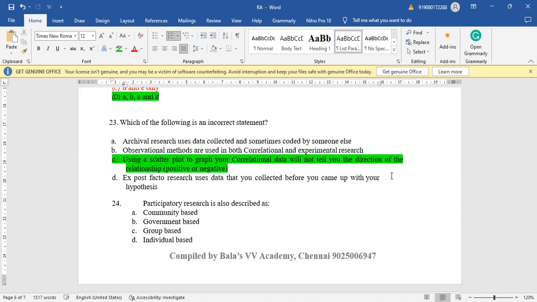Information he could collect well in advance. Based on this, he could frame hypothesis. But when you come to the accident point, then he makes an inquiry, then he completes the research, that is exposed to factor, correct? Is it clear, everybody? Yes, sir.